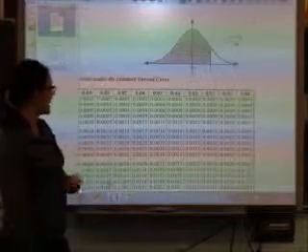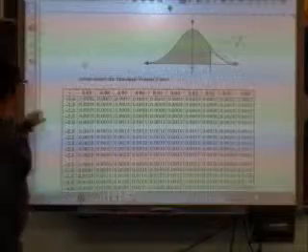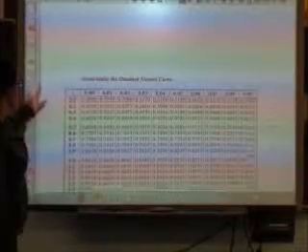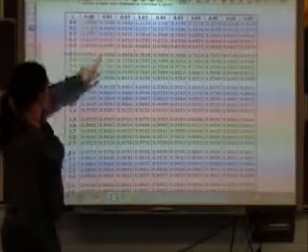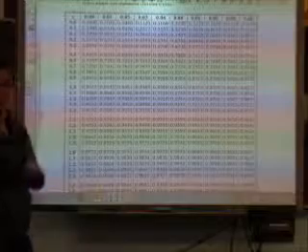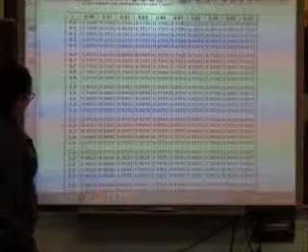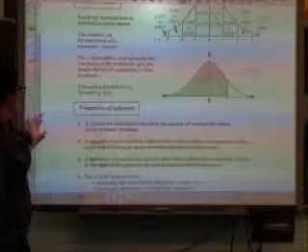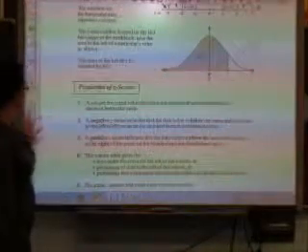So if I go to the data tables, you have 2 pages to your data table. These are all the negative z-score values, and the next page is the positive z-score values. So if I look at 1.00, there's my 0.8413. That's the area to the left of the z-score. The area to the left is denoted by a capital A and then the z-score.